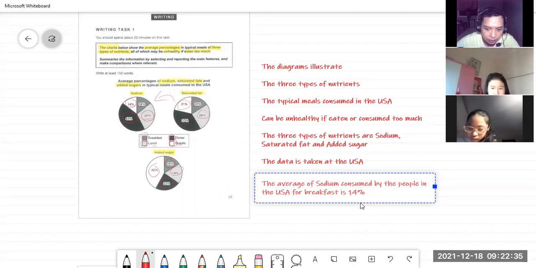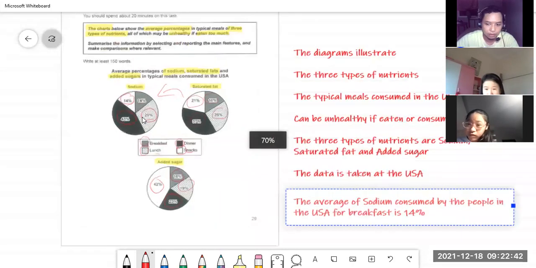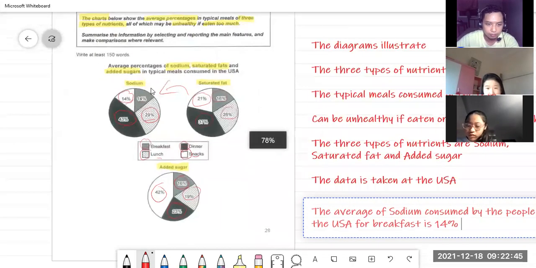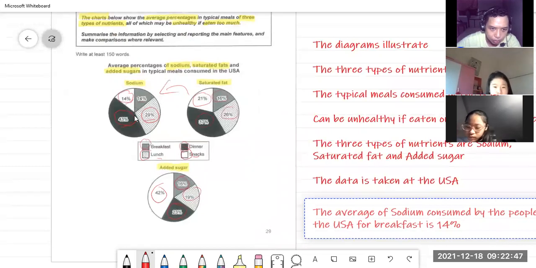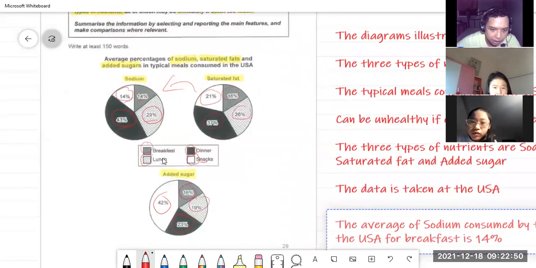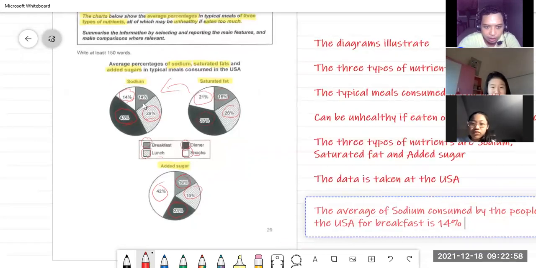Okay, the average of sodium consumed by the people in the USA for breakfast is 14%. Or, as you can see here, let's see which one is the biggest. Which one is the biggest number? Is it breakfast, lunch, dinner, or snacks? Dinner. Okay, so the idea is you have to see the big numbers first. Explain from the biggest, and then you explain the rest. So we explain dinner first.